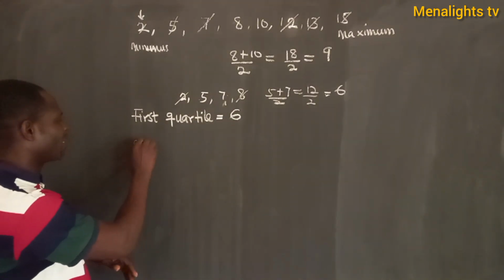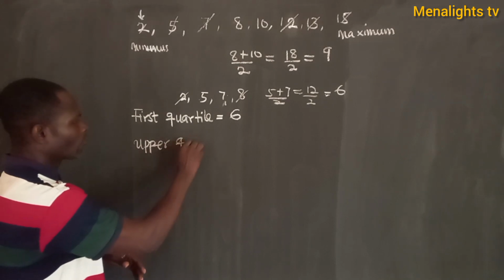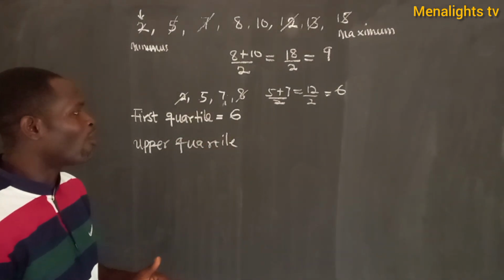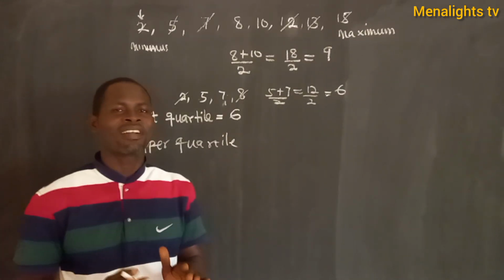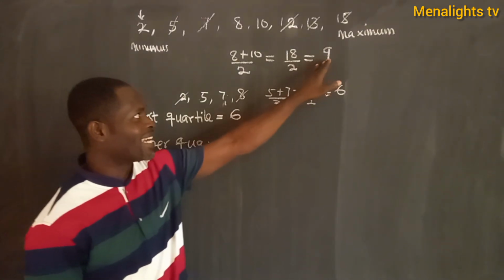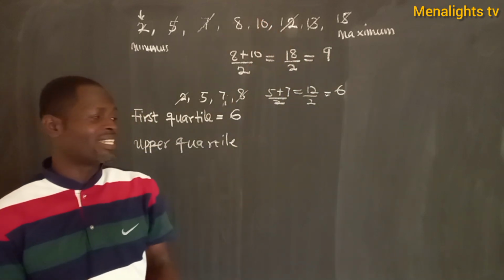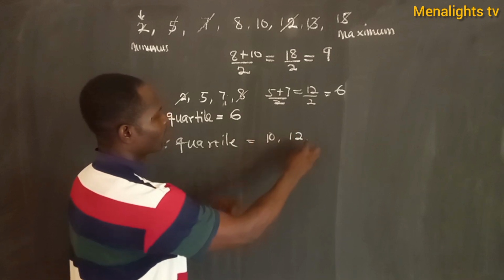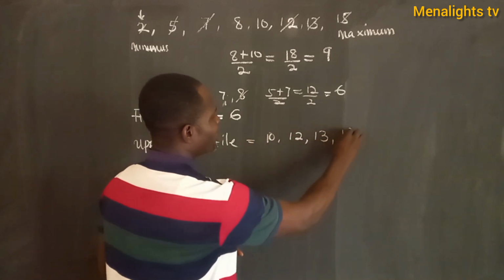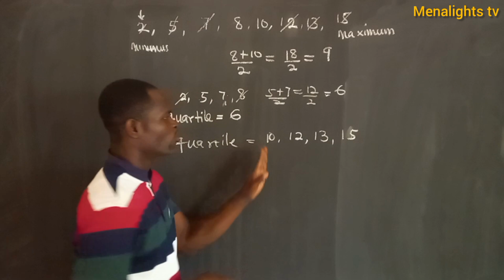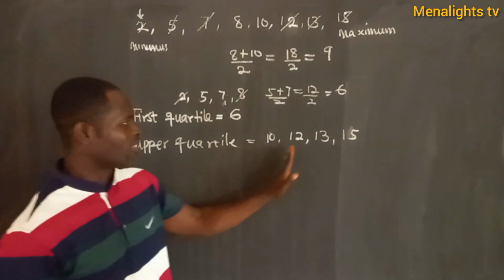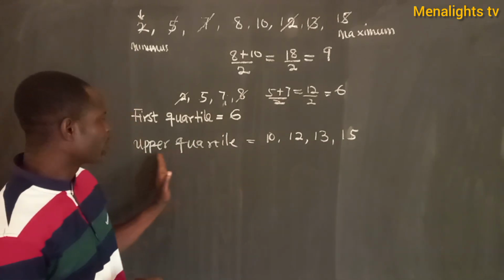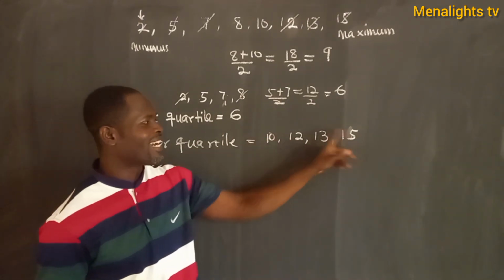Then we come to the upper quarter. The upper quarter too is the median of all the numbers that are more than the median mark. The median mark here is 9. The numbers that are more than the median mark are 10, 12, 13, and 15. They are bigger than the median mark. So for us to find the upper quarter, we need to find the median of these as well.